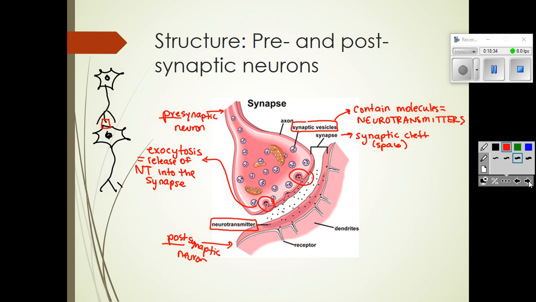On the postsynaptic neuron, there should be some sort of structure where the neurotransmitter can attach. The way that that gets drawn is different all the time. Sometimes it looks like a little space or a little hole that it can fit in. Sometimes it's a little piece that sticks out. But there should be something on the postsynaptic neuron's dendritic membrane where the neurotransmitter could go. So in this one, it looks like it's a little hole that it can go into.